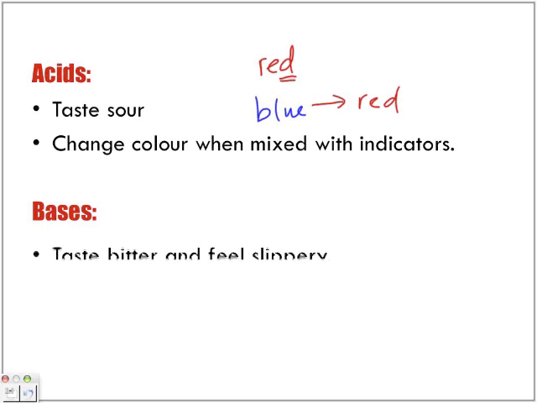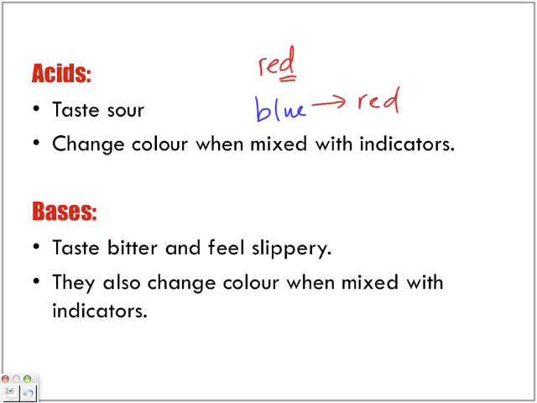Now for bases, they taste bitter and feel slippery. There's also a color change when using indicators. Now, here's the thing: if you're using blue litmus paper, it will stay blue. So we think of blue for base. But if we were to put red litmus paper in, that red litmus paper will turn blue if it's a base.